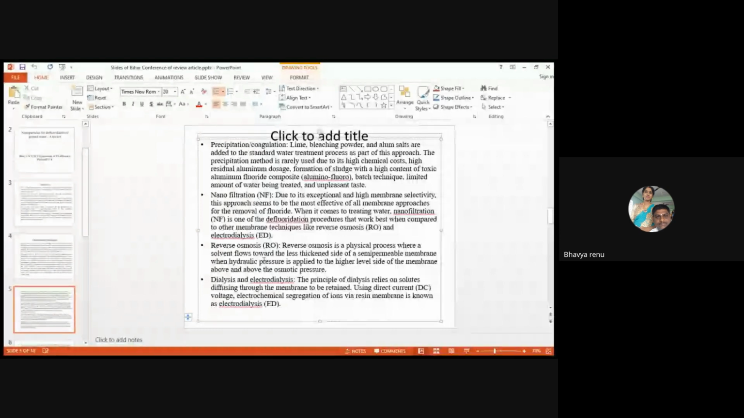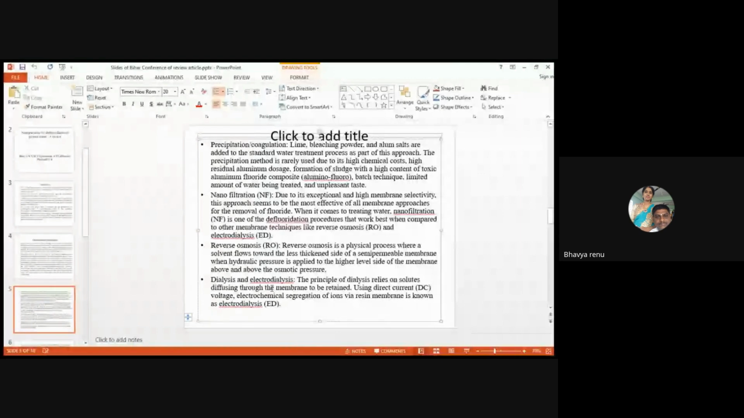And next we'll move on to the reverse osmosis process. Reverse osmosis is a physical process where solvent flows towards the less concentrated side of a semi-permeable membrane when hydraulic pressure is applied to the higher concentration side of the membrane above the osmotic pressure.